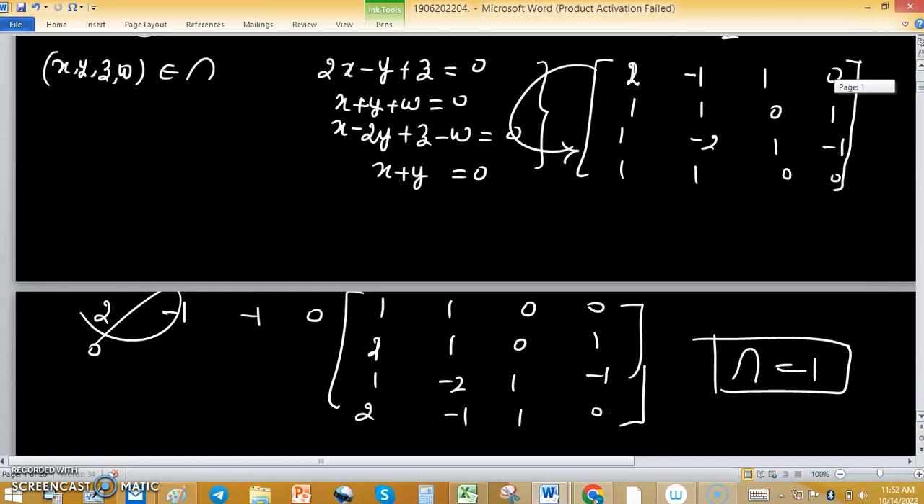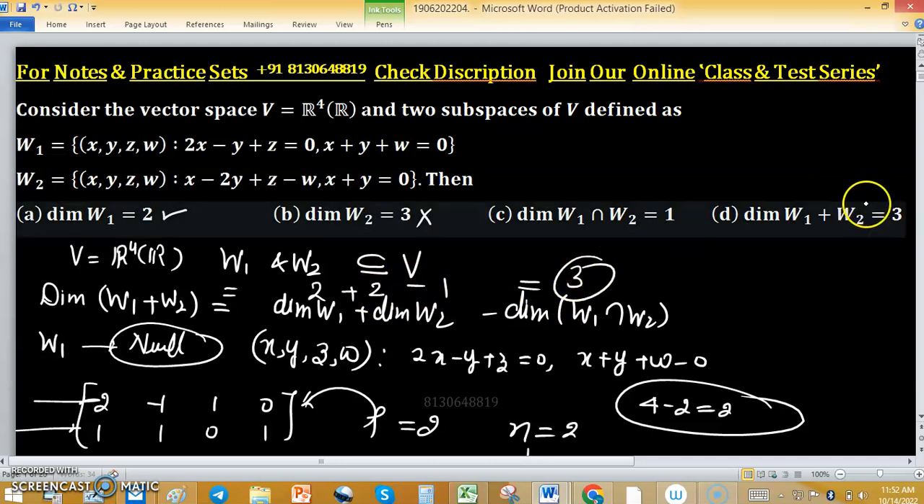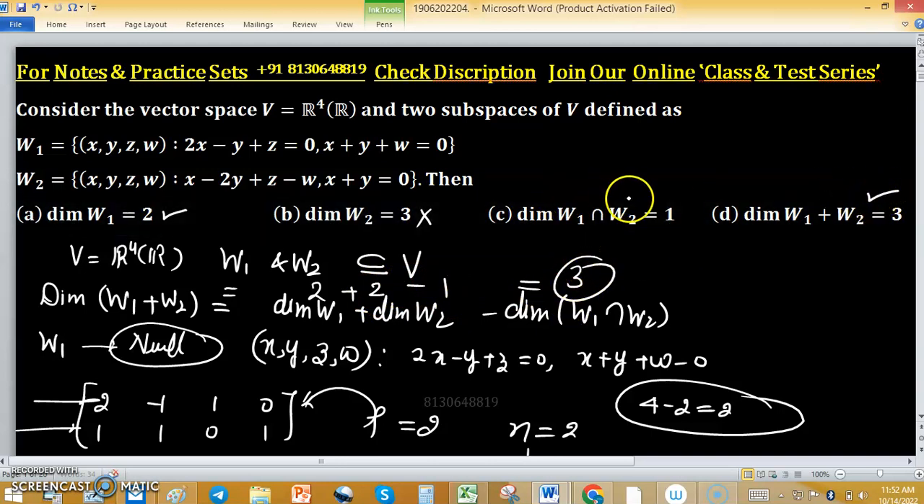Now use the formula as told earlier in this section. The dimension of the sum will be the dimension of W1 plus the dimension of W2 minus 1. So the dimension of the sum will be 3. So option D is also correct. Option C is also correct. So the key for this problem is A, C and D.